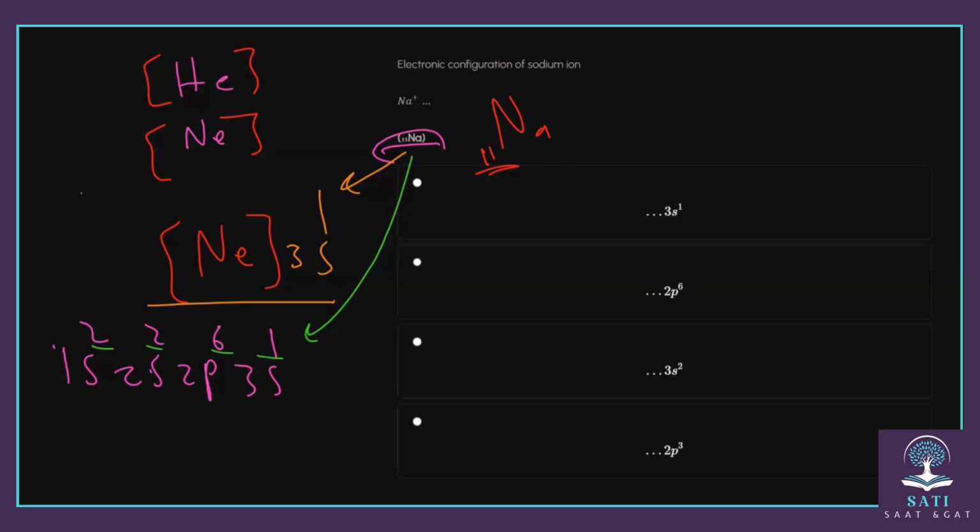Now they are not talking about sodium 11, they are talking about the sodium ion, and here positive is written up. When positive is written up, the charge is positive. That means the number of protons of sodium is now greater than the number of electrons. By how many? Positive 1 means protons are more than electrons by 1.